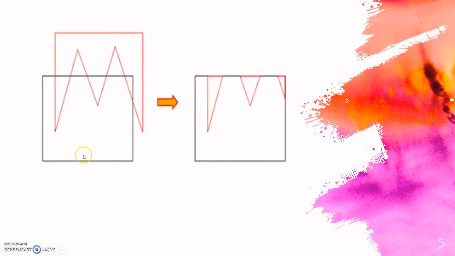See, this is a polygon before clipping, and this is the polygon after clipping. So from a single polygon we got 3 other polygons after clipping. So this is how clipping is done.